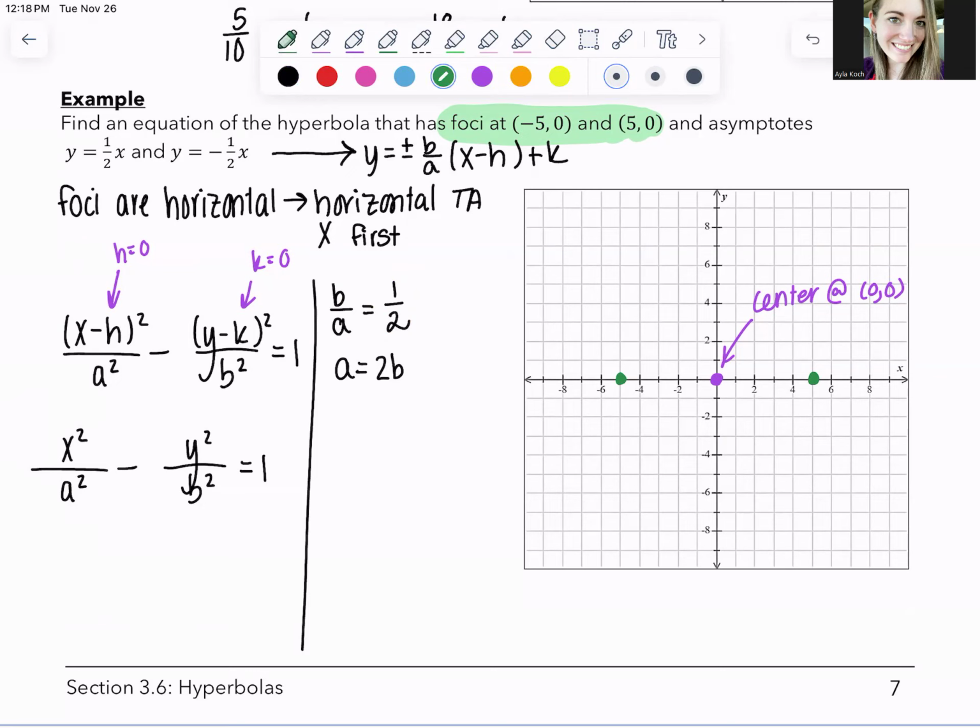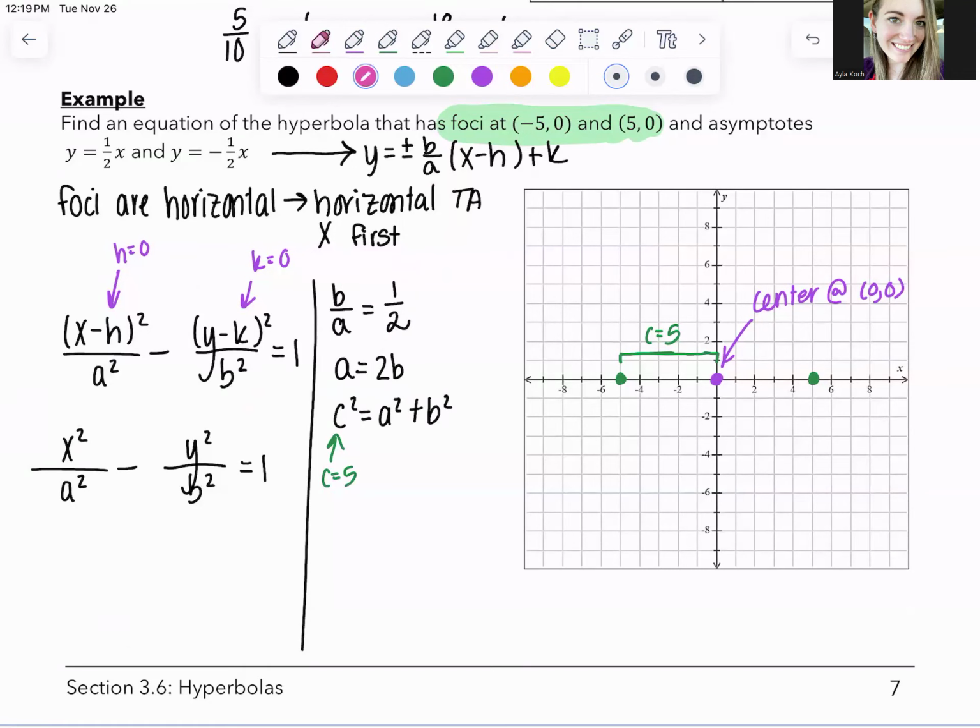We look at what we're given. We were given these foci. It helped us find the center, but oftentimes it also helps you find a, b, or c. We know the foci are related to the c value. So here c is equal to 5. We know that c squared is equal to a squared plus b squared. We know c is 5.